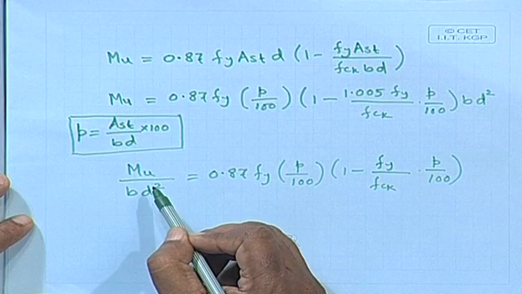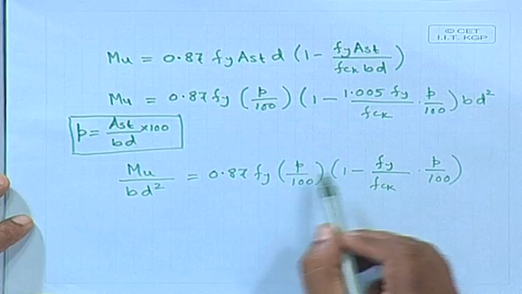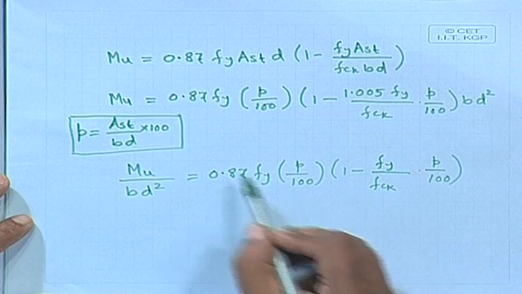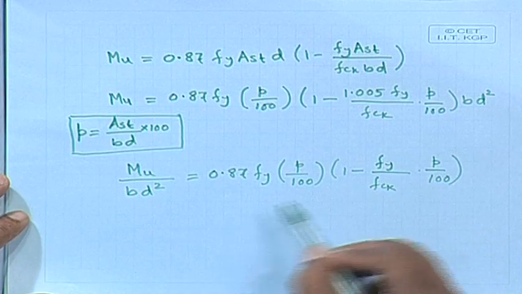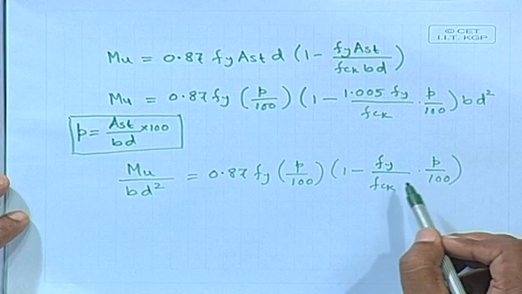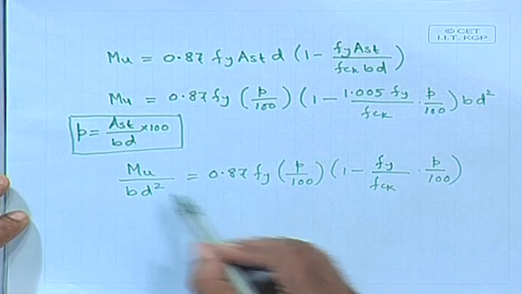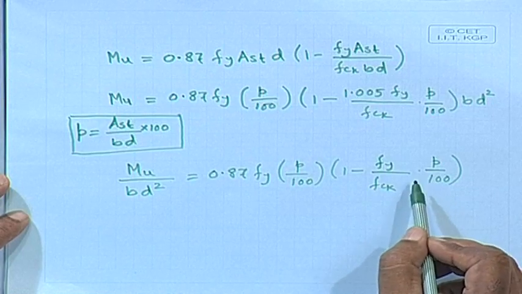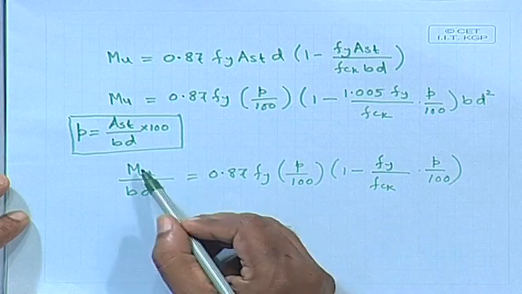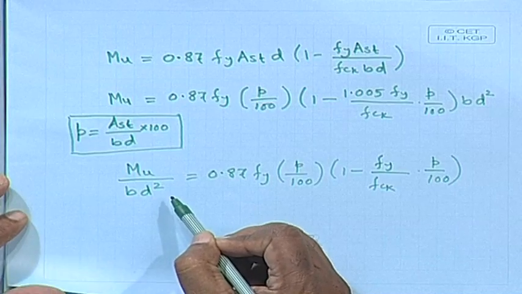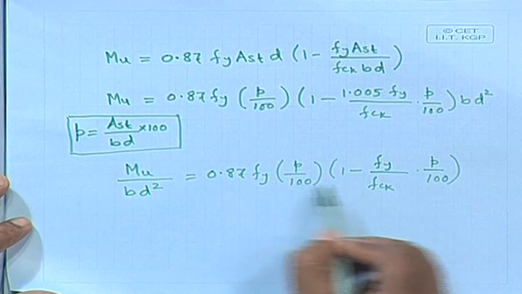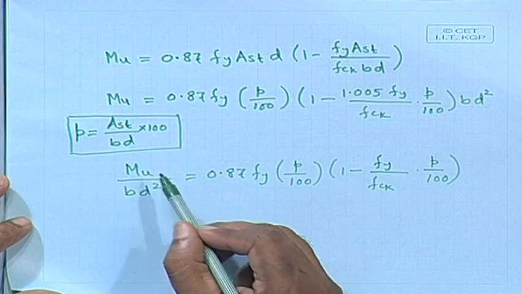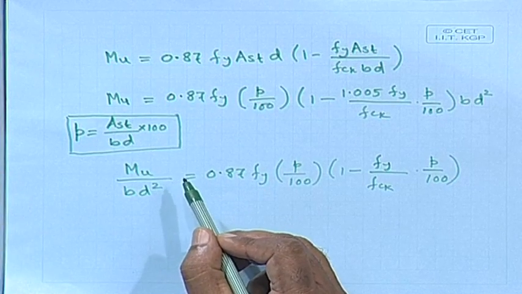that Mu by B d square, where we do not need the section size, we can get one value. That means, one can plot it also for different P. So, we can get Mu by B d square for different percentage of steel, and we can plot it also. And from here, if we know this value, then multiply by B d square, we can get the corresponding moment of resistance, that we can find out.